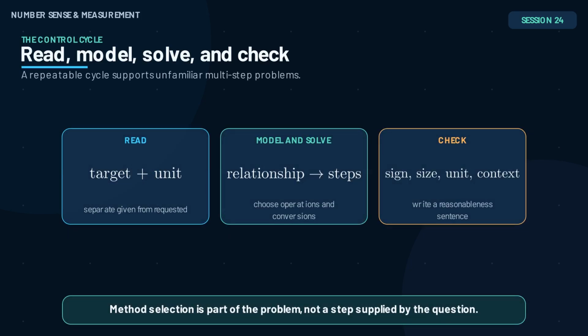Begin by restating the requested quantity and unit. Separate given information from what must be inferred. Estimate sign and magnitude. Then select a representation, operation, conversion, or formula. Solve with units visible. Finally, check sign, size, unit type, precision, and context before accepting the result.